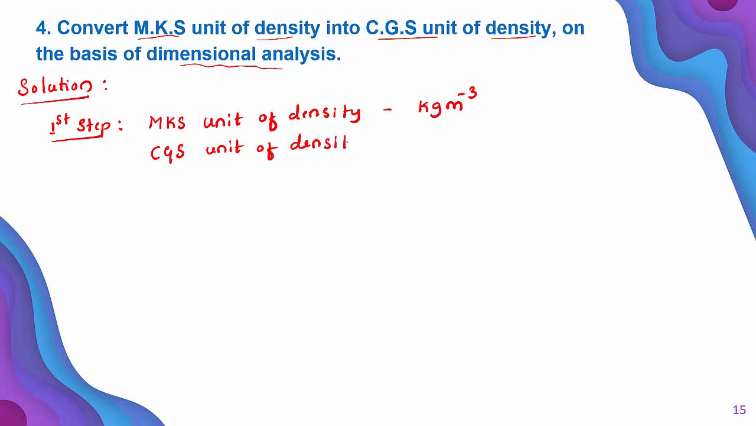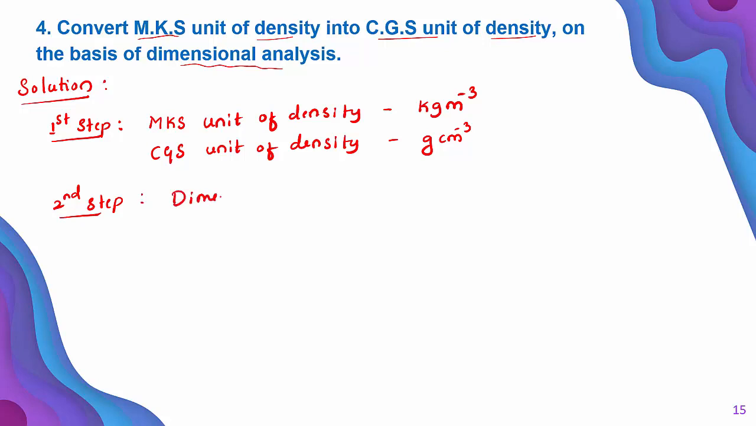In the CGS unit of density, we have to express mass in terms of gram and length in terms of centimeter. So the CGS unit of density is gram per centimeter cube, and kg per meter cube is the MKS unit of density. This is the first step. Now, the second step: we have to write its dimensional formula.